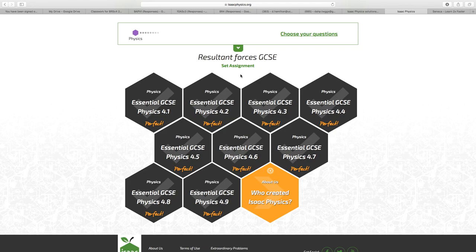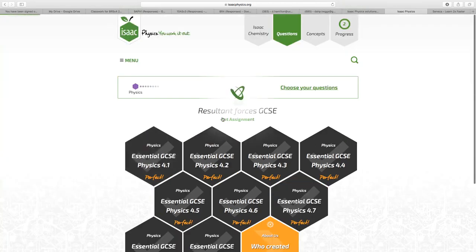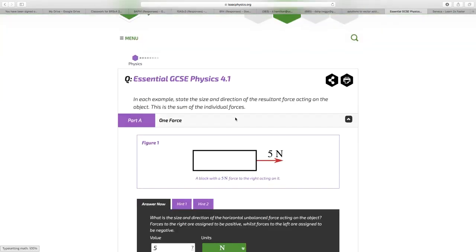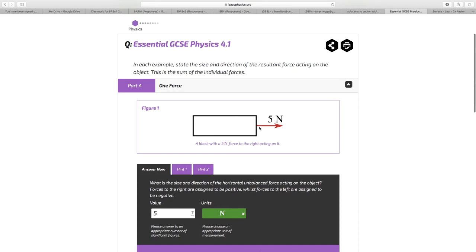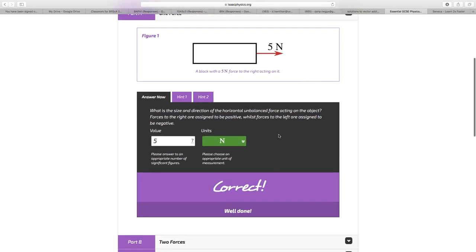So, the solutions to the Isaac Physics questions I set you. If we start with 4.1, you only have 5 newtons to the right. Hopefully you've appreciated that with the horizontal forces, right is positive, with the vertical forces, up is positive. So the answer is 5 newtons.